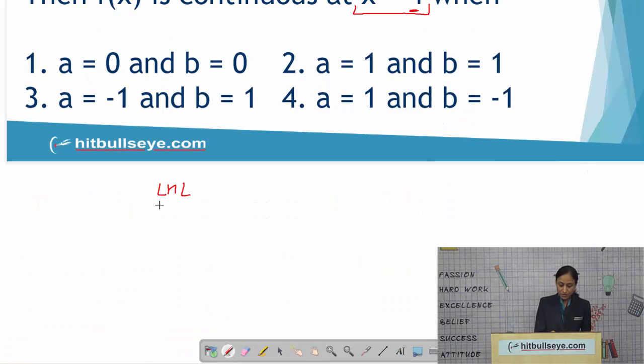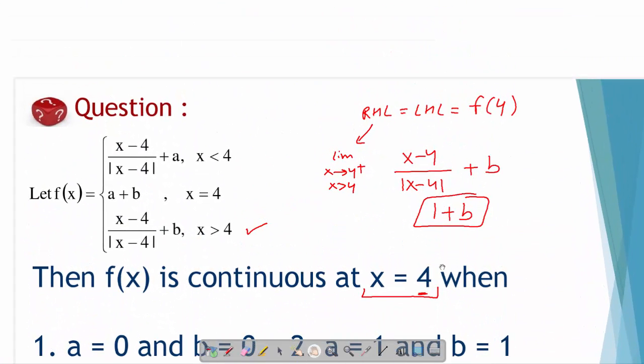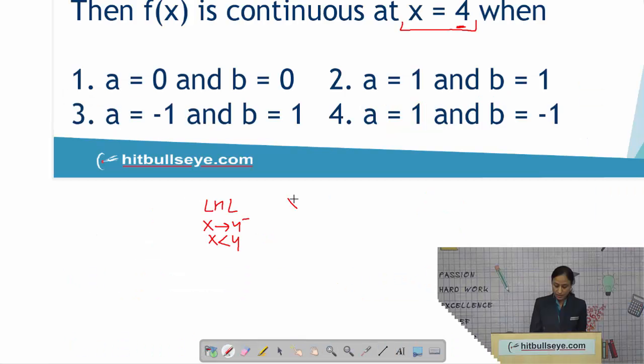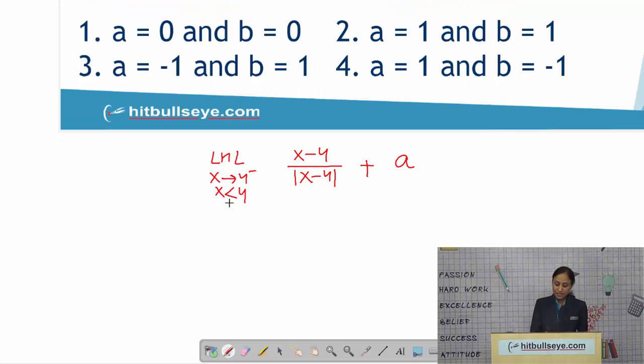So for the left hand limit, we will have to take x approaching 4 minus, that is the values x less than 4. For this one, the function is defined as x minus 4 upon mod of x minus 4 plus a. Now since x is less than 4, the number inside this mod will be a negative number. So if I skip the mod, I will have to write it as 4 minus x, which will be minus 1 plus a. So this is the value of the left hand limit.